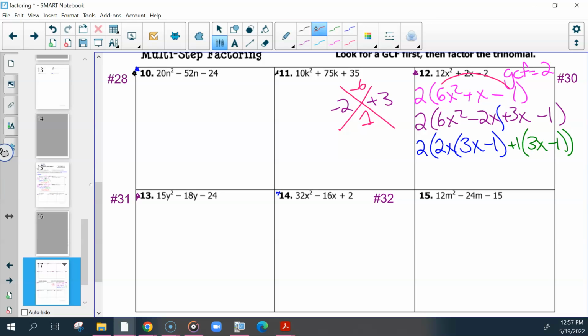Then for our final answers, we're still bringing down that 2 from the beginning. And we have what's on the outside, 2x plus 1, and what's on the inside, 3x minus 1. So we have 3 answers instead of just 2.